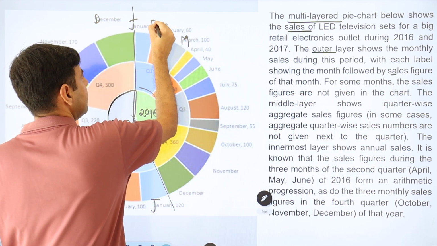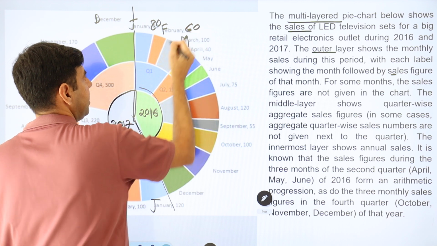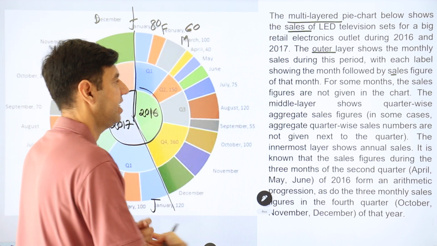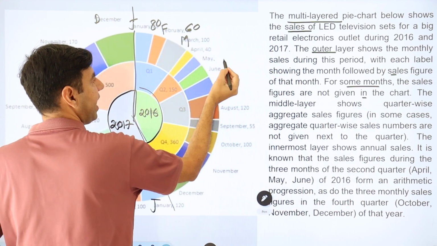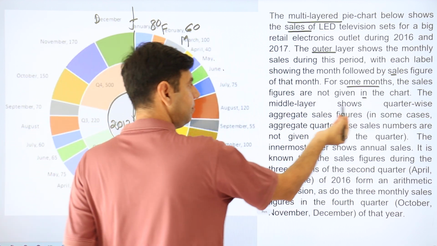So there are numbers here. So this is 80, 60. Those are the monthly sales figures. For some months, the sales figures are not given. If you see May, June, the figures are not given.